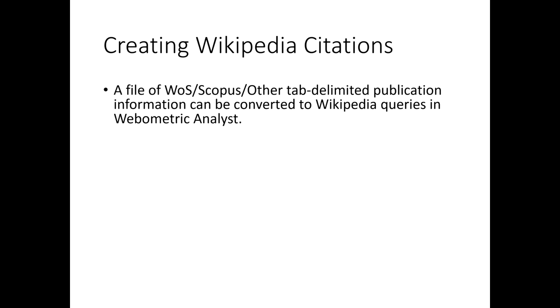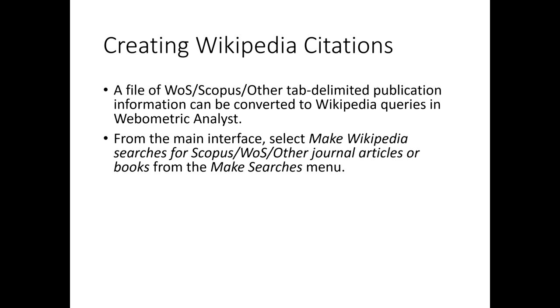How do we create Wikipedia citation queries? And this is a problem because we need one for every article. And say we have 500 articles, that's 500 searches we need to submit. Well, Webometric Analyst will do this for us. If we have a Web of Science, Scopus or Dimensions article, we can feed it into Webometric Analyst and it will build the searches automatically for us.